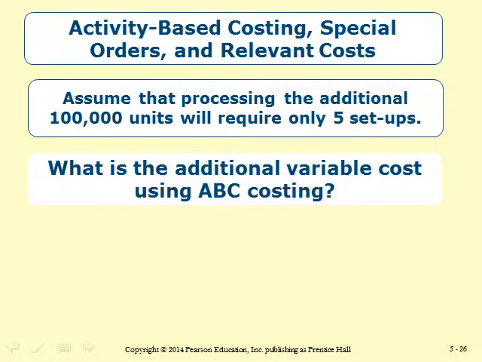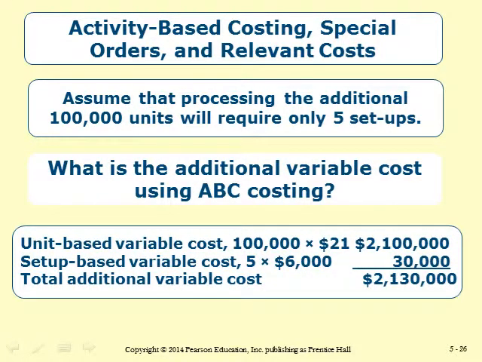So now suppose the special order is for 100,000 units that can only vary slightly in production specifications. Instead of the normal 50 setups, Cordell will need only 5 setups. So processing 100,000 units will only take $2.13 million of additional variable manufacturing cost.